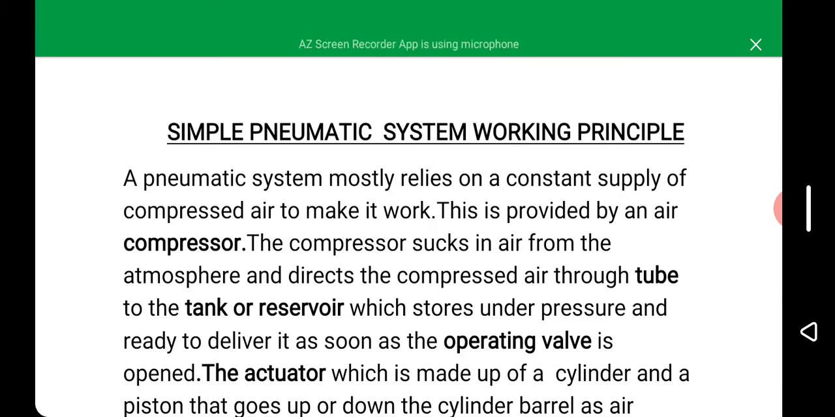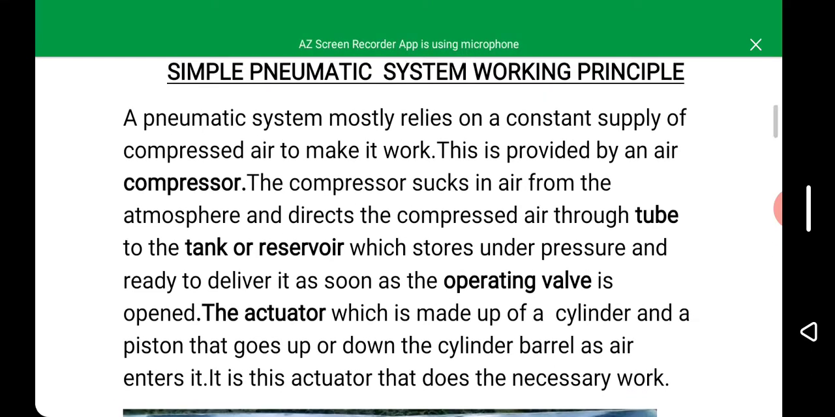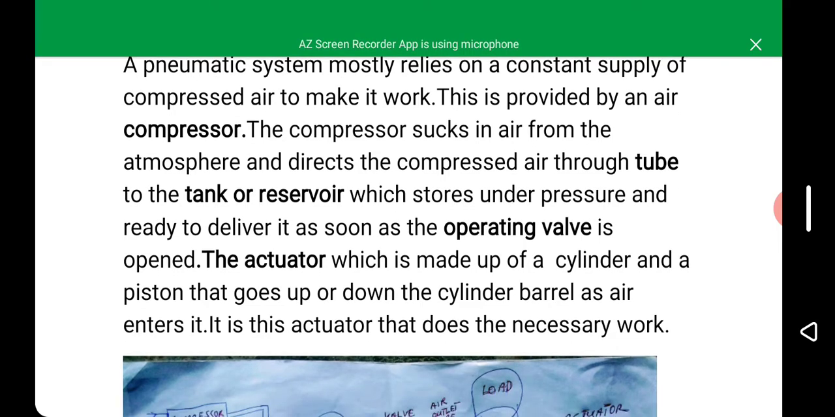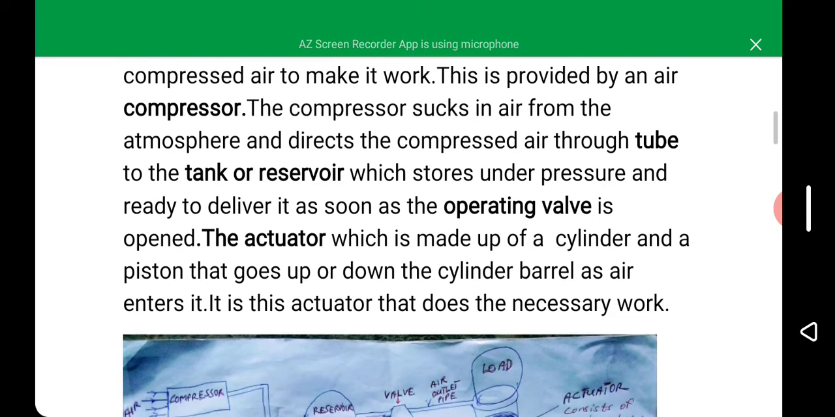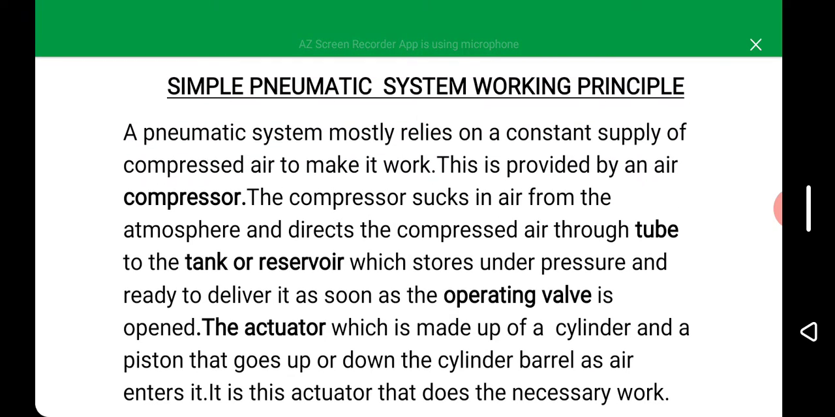And we now talk about the working principle. There are some important parts in this pneumatic system: the compressor, the tube, the tank or reservoir, the operating valve and the actuator. We say that a pneumatic system mostly relies on a constant supply of compressed air to make it work. This is provided by an air compressor.